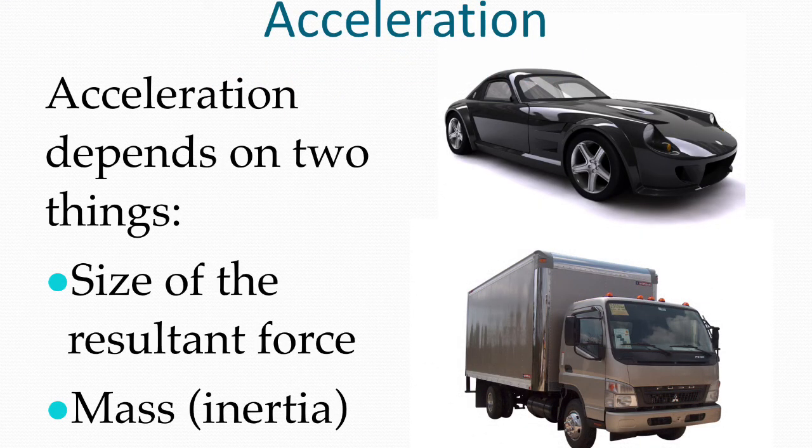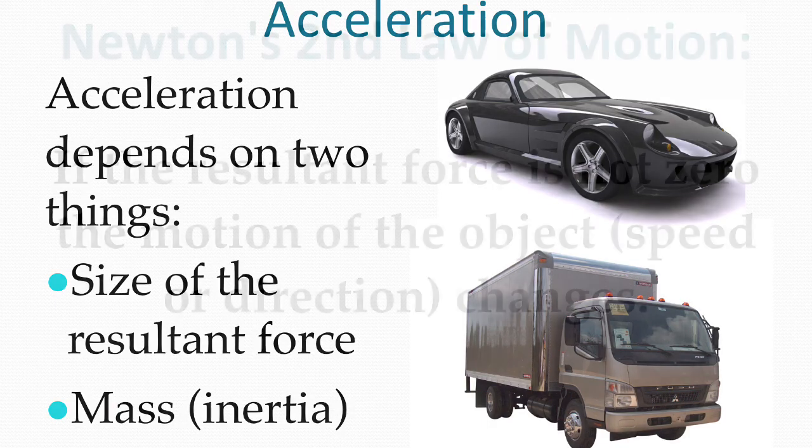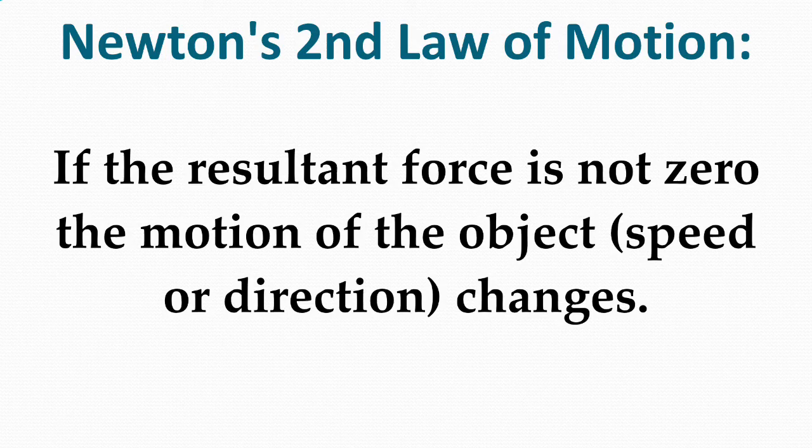The size of that acceleration depends on two things. The first is the size of the total resultant force acting on the object, and the second is the mass of the object, which relates to its inertia. This is covered by Newton's second law of motion, which states if the resultant force is not zero, the motion of the object, its speed or direction, will change. Pause the video now and copy that down into your books.